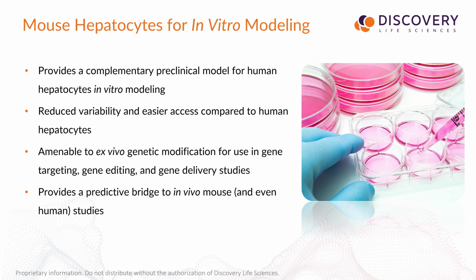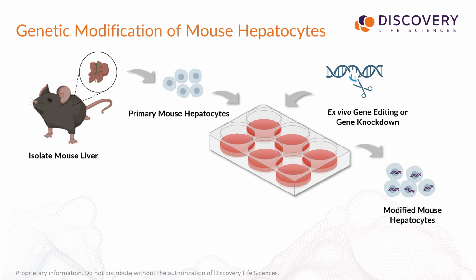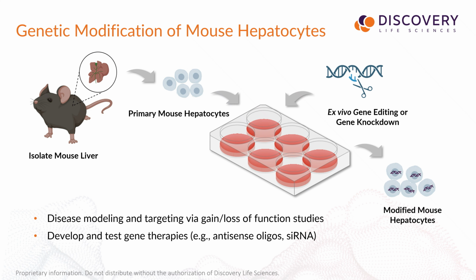Additionally, mouse hepatocytes provide a predictive link to in vivo mouse models, improving the translational relevance and impact of preclinical research. Ex vivo genetic modification of primary mouse hepatocytes is a robust tool for disease modeling and therapeutic target validation through gain and loss of function studies. This model also supports the development and evaluation of emerging gene therapies, including antisense oligonucleotides and siRNAs.